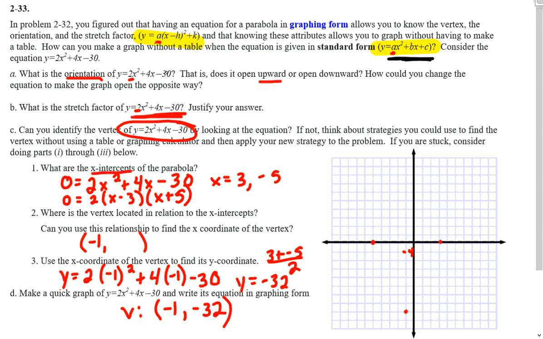How do I find my y-intercept? Make x 0. So we put 0 in here, that's 0. I put 0 in here, that's 0. Therefore, my y-intercept is negative 30. So here's my y-intercept. And again, based on the symmetry, there's my symmetric point. Okay, so then I'm going to go ahead and graph this.